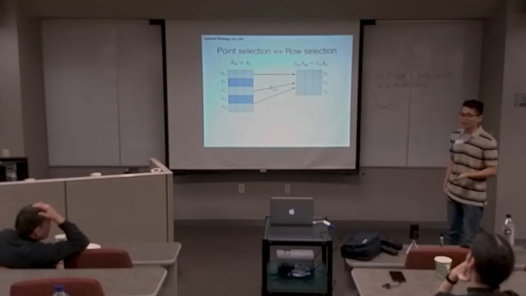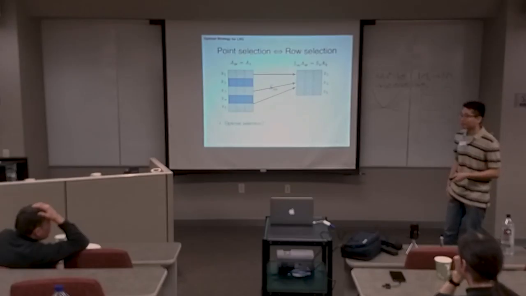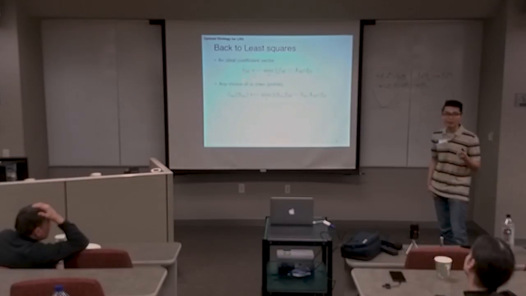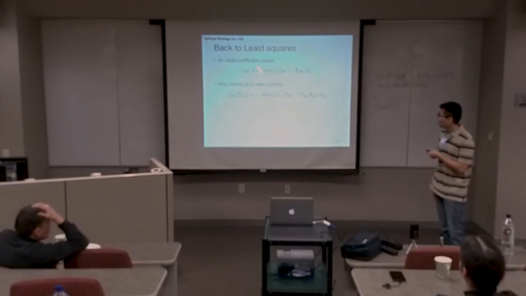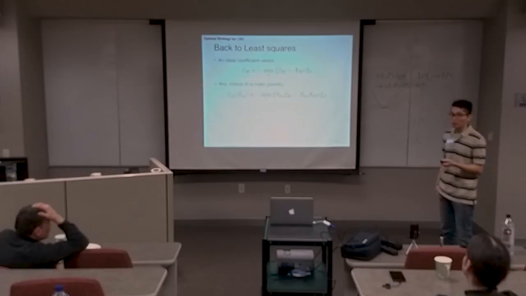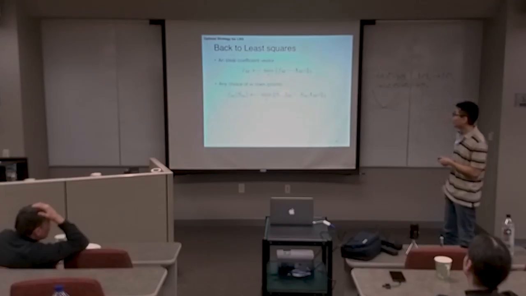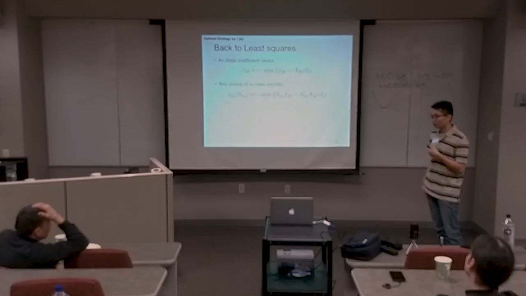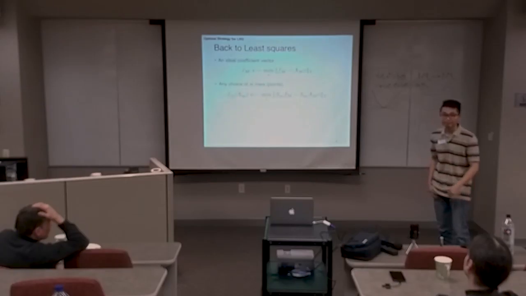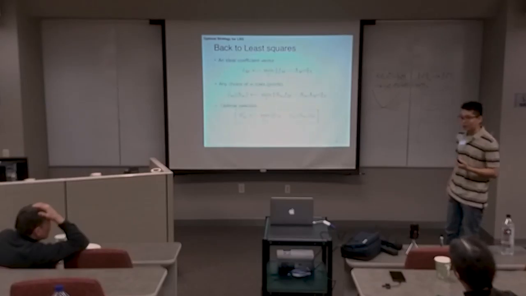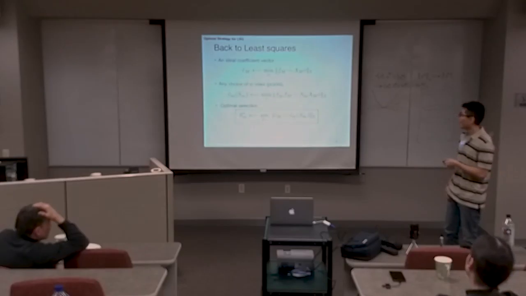Then the natural question to ask is, what is the optimal selection? Let C hat capital M be the least square solution using capital M points. This should result in a good approximation. For any choice of small m points, or equivalently small m rows, we have a small least square system that produces a least square solution, denoted C hat small m, which obviously depends on the row selection operator. Then the optimal row selection operator should minimize the difference between the big least square solution and the small least square solution. So this is the ideal optimal selection.